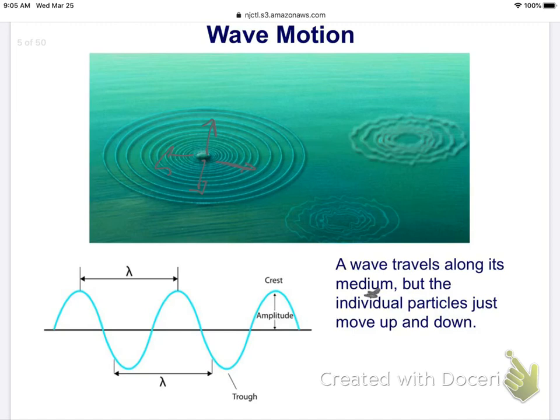So the wave is actually going in these directions away from where you dropped the pebble. So that's the direction of the wave propagation. But the particles themselves are just moving up and down, up and down. They're not traveling along the wave propagation.